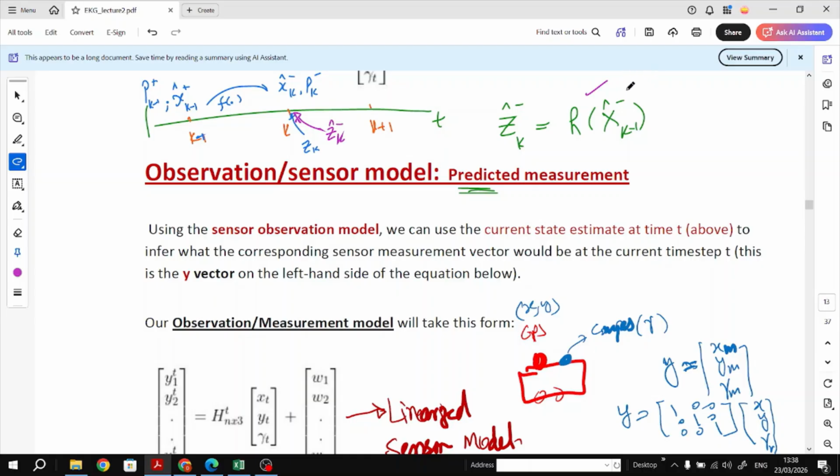So basically you have this predicted state, and you can use this predicted state to calculate your predicted measurement.